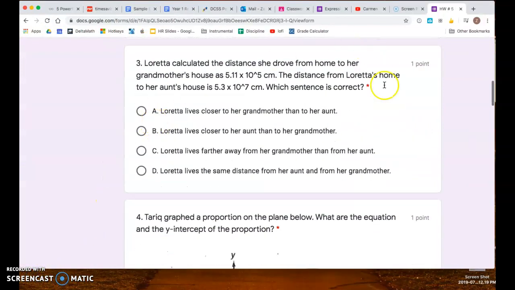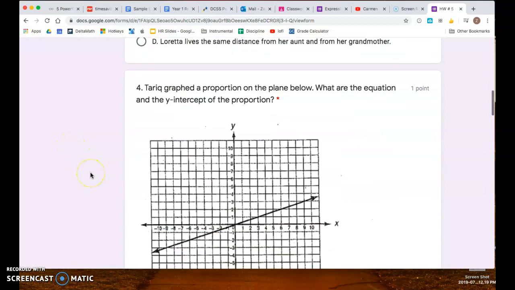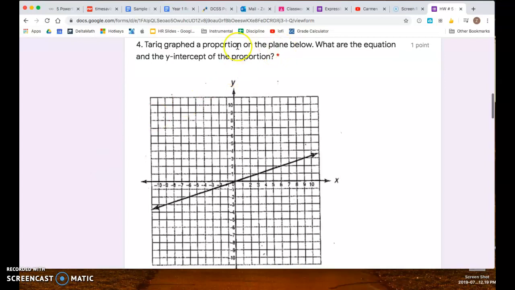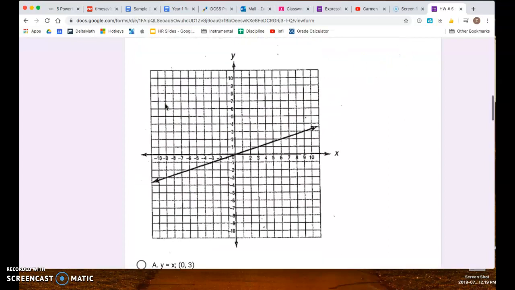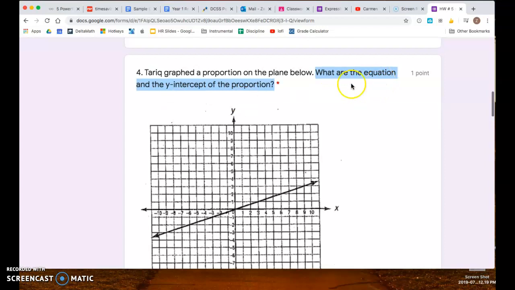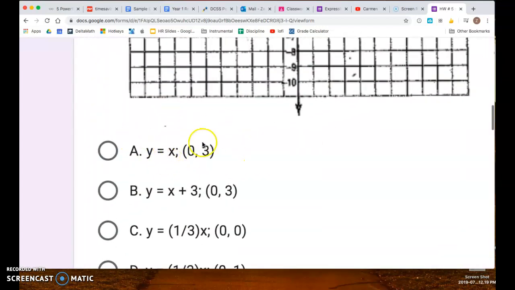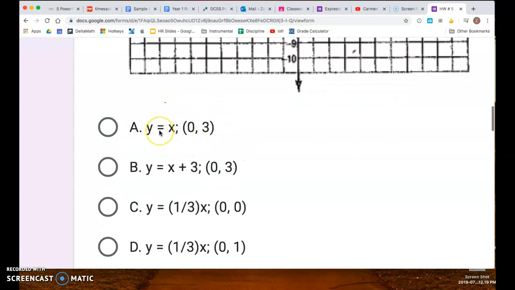Problem 3, just read it carefully. Makes Mr. Alford sad when you don't read the problem. Problem 4, it's basically asking what are the equation and the y-intercept of the proportion. So again, it's asking you for 2 things. What's the equation? What's the y-intercept? For example, in choice A, the equation it gives you is y equals x. The y-intercept it gives you is the coordinates 0, 3.